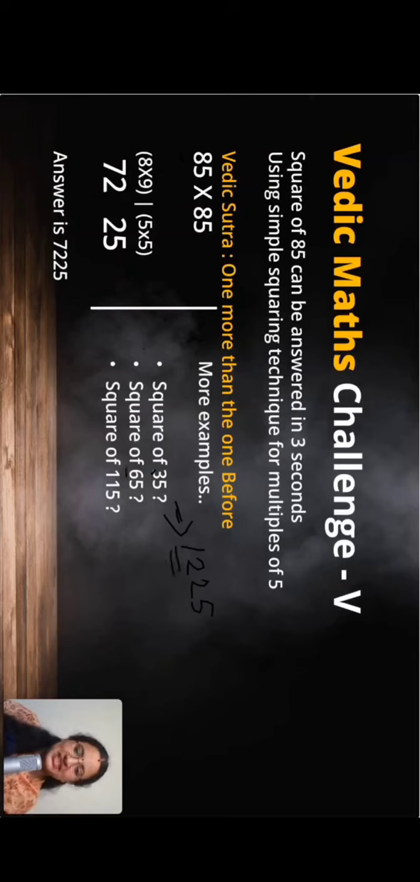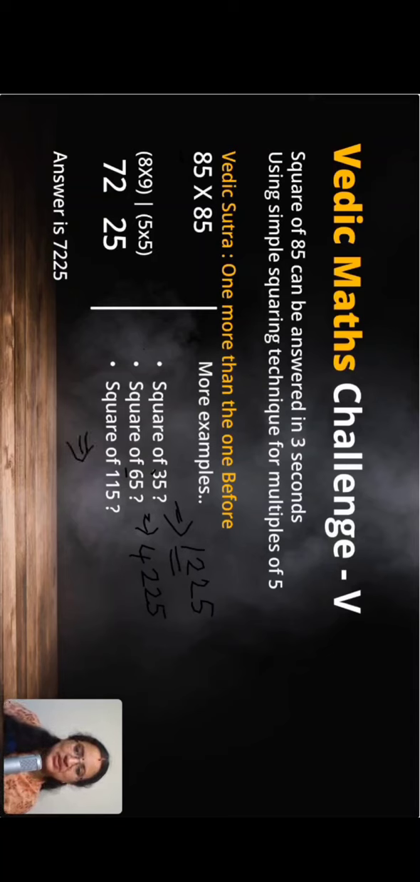Let us look into 65. One more than the one before. One more than 6 is 7. 6 sevens are 42. 4225 is the answer. Wonderful. Wonderful answers on the chat box.